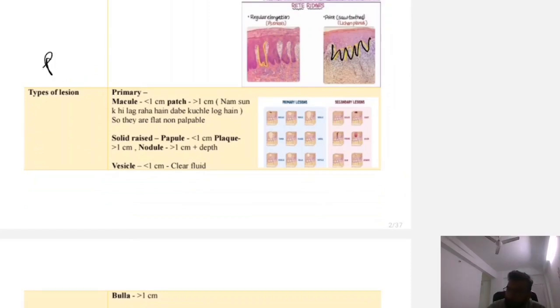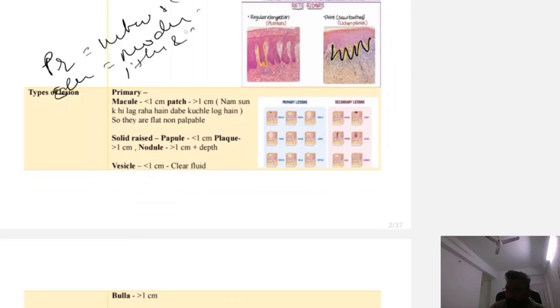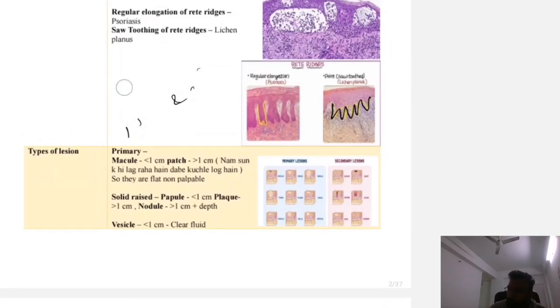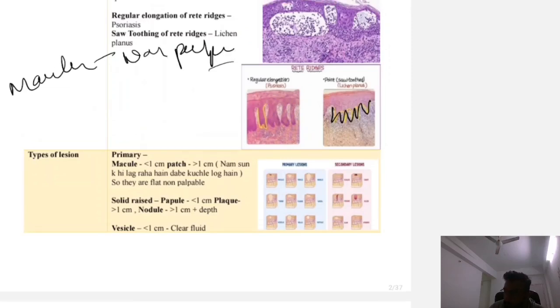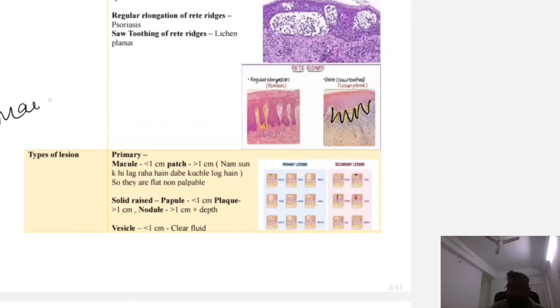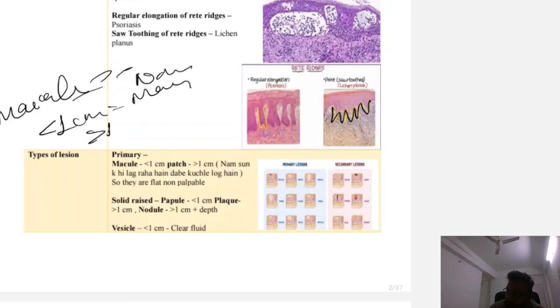Primary skin lesion is the initial skin lesion to appear. Secondary is the modified skin lesion, due to itching and treatment. Okay, so for primary skin lesions, first is macule. Macule is a non-palpable, flat skin lesion. If it is less than 1 centimeter, then it is macule. If it is greater than 1 centimeter, then it is patch.